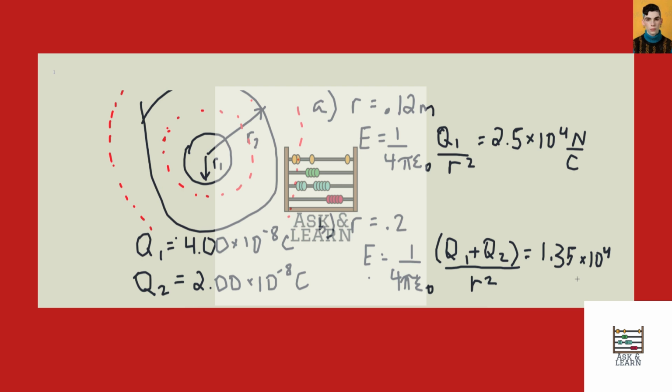Anyway, when I plugged all this into a calculator, this is what I got, 1.35 times 10 to the 4. So even though you're including more charge, you're further away. So the effects kind of make the field less.